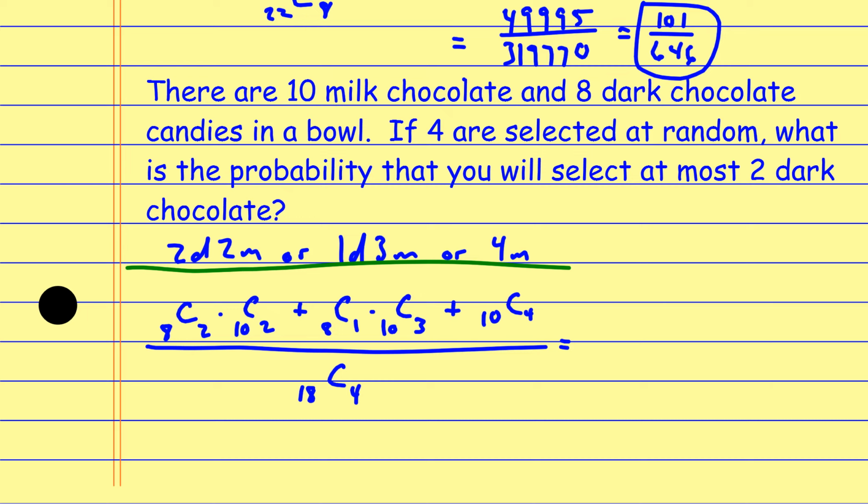So the combination of 8 choose 2, that's a 28. 10 choose 2 is a 45. This is an 8. The 10 choose 3, I think, is 120. Let me check on my calculator. Yeah, 120. And then the 10 choose 4 is 210. All over the 18 choose 4, which is the 3,060. And now once again from here, it's just a matter of punching it in.